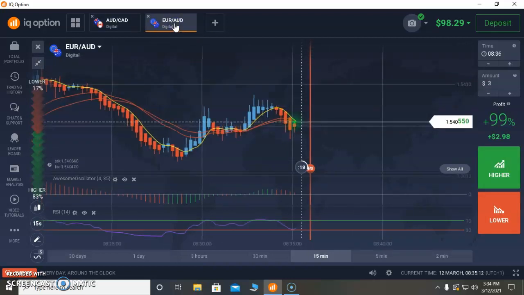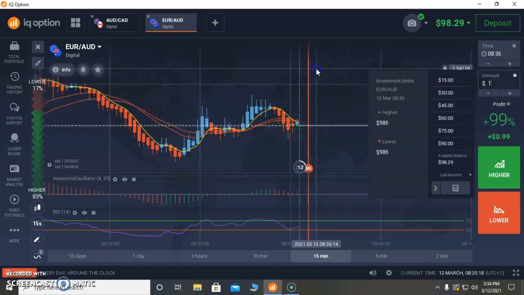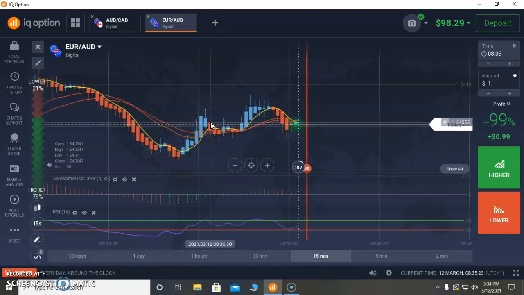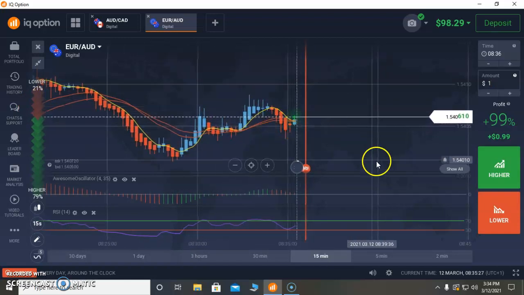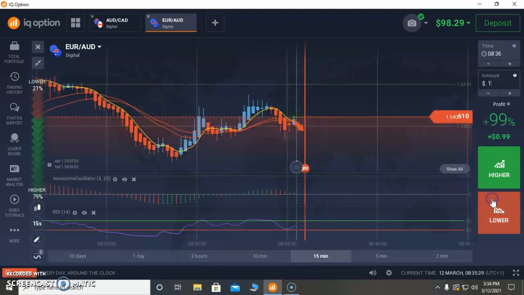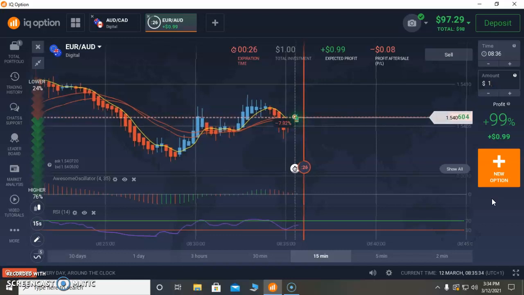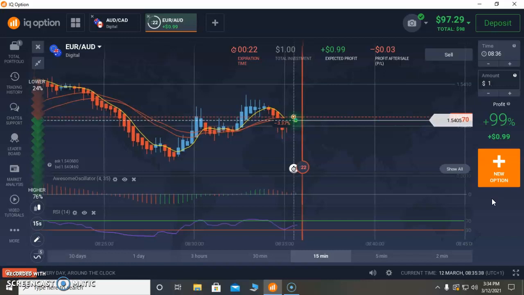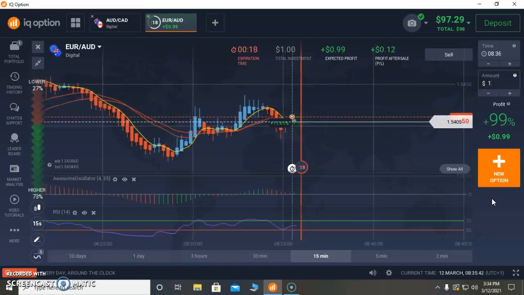Lipat tayo sa kabilang pairing. $1. Down, up, down, ranging, up, down. This could be down tayo. Nagpapang pataas. Pero hit down. Ay, lower pala.